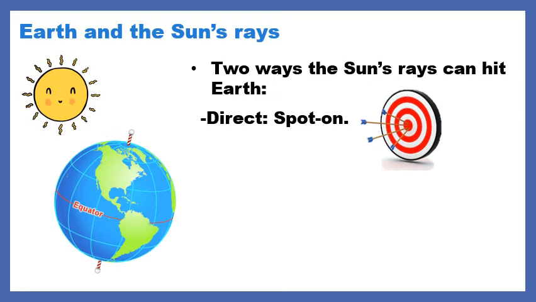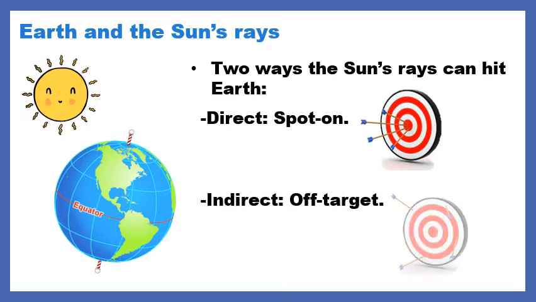But there is another way that the sun's rays can hit Earth, which is called indirect. So indirect, think of off target. So like maybe if I was a little less evil when I was growing up, I would have shined my flashlight on the girl's shoulder or chin or, I don't know, just maybe not in her face. So two ways the sun's rays can hit Earth: direct or indirect.